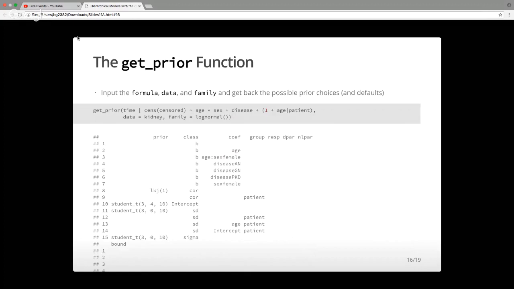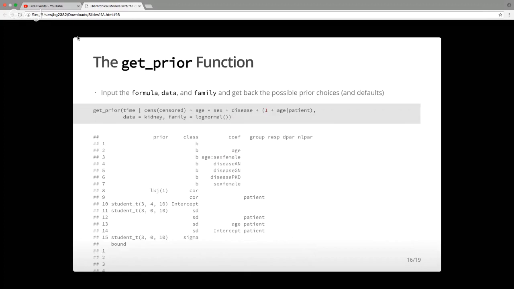So we have priors on the coefficient on age, the interaction between age and female, the disease, which is a categorical variable, etc. Main effects for gender. Those are all going to be by default improper, so there's nothing there. There's a 2x2 correlation matrix on how these vary from one patient to the next. That's LKJ with a shape of 1, so that is going to be uniform. Then the standard deviations on these sorts of things.